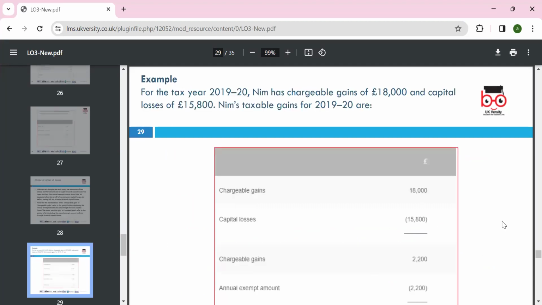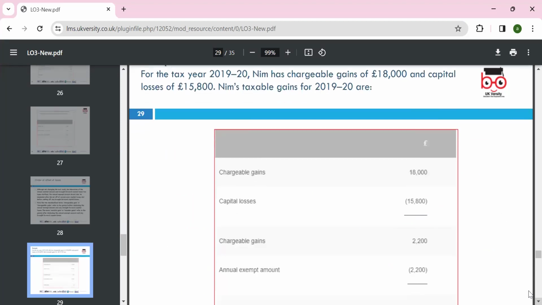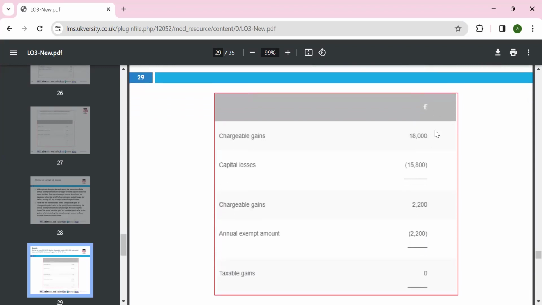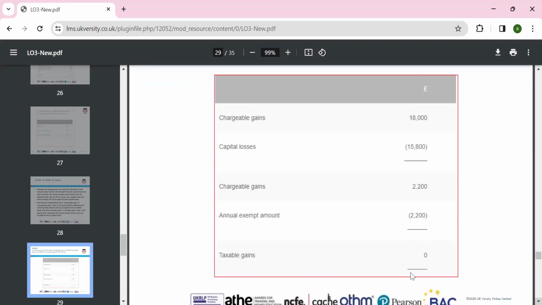So here again we have examples. I include a few examples, please. Capital gain we have, capital losses we have, chargeable gain we have now, and the annual exempt amount is 12,000, and now we don't have to pay the tax because of the exemption and the losses we had in the previous year.